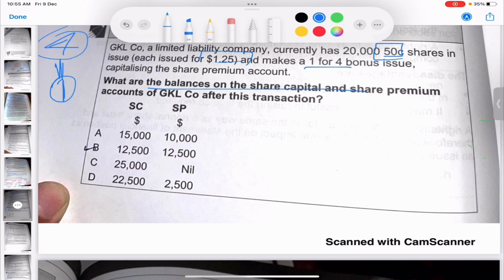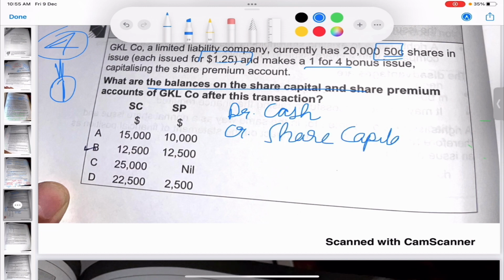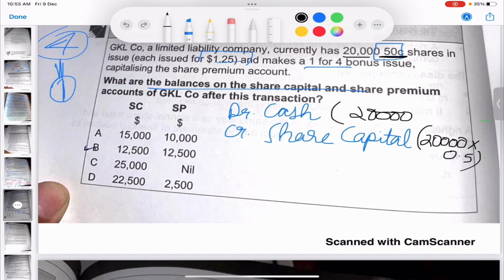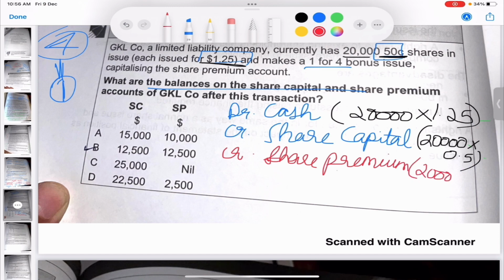So what is the first journal entry? The initial journal entry, when you are raising money: debit cash, credit share capital. Okay, first, how much money will come in the share capital? We have 20,000 shares, and the face value is 50 cents, and we know that in the share capital only the face value will come. So this is 20,000 multiplied by $0.50, which is 50 cents. And how much cash has been actually received? 20,000 multiplied by the issue price, which was 1.25. So 1.25, which means premium money has been received. The face value was just 0.50. So we will credit the share premium because premium has been charged. It's going to be 20,000.